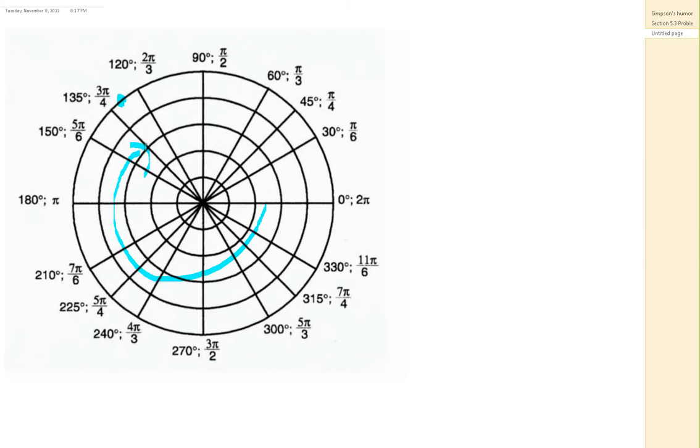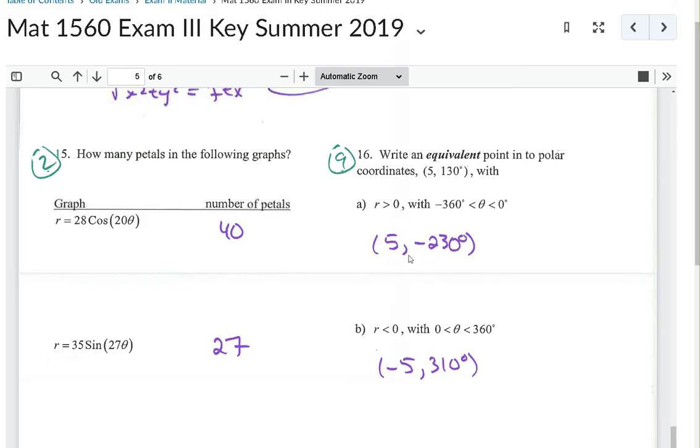Yeah, 130 minus 360. If I subtract 360 from this, I'm still going to be at an equivalent angle because 360 is just once around the unit circle, but by subtracting 360, I'll end up with negative 230. And that's an angle that satisfies my requirements. I was looking for something with a negative angle and a positive radius, so there you go.